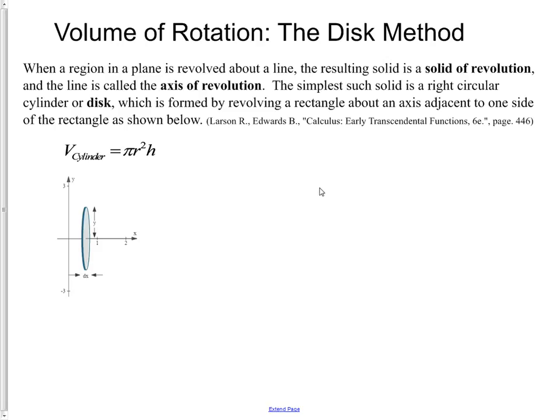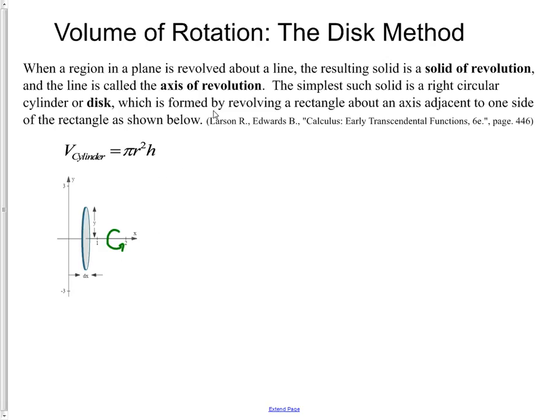We say when a region in a plane is revolved about a line, the resulting solid is called a solid of revolution, and the line about which we rotate this is called our axis of revolution. You can imagine a little disk that's formed kind of like this one below, where we take this function and rotate it about the x-axis. It's called an axis of revolution.